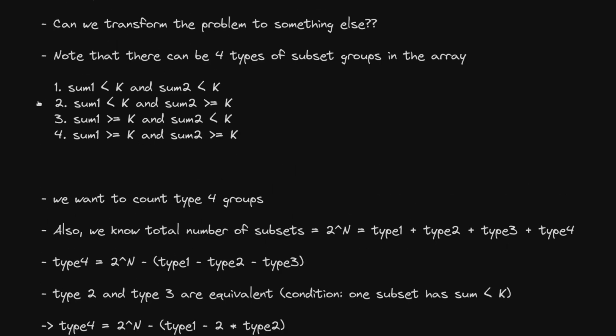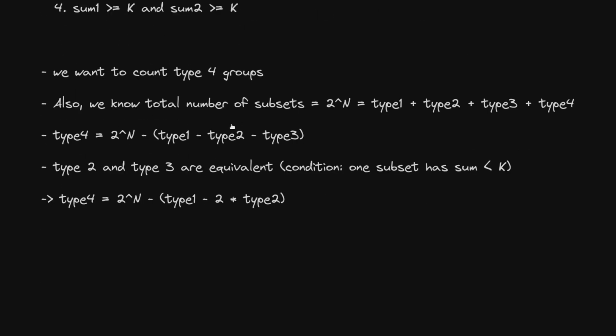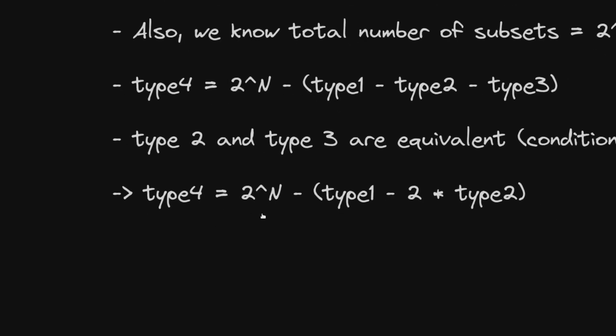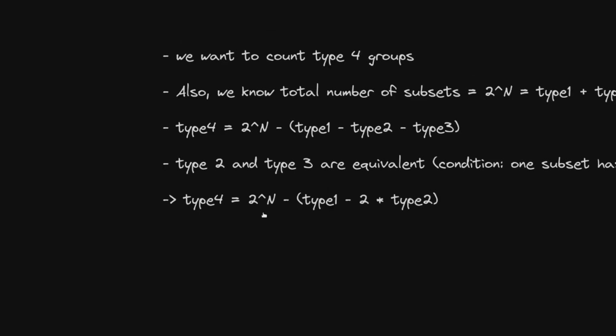And as you can see, 2 and 3 are equivalent because it demands that one of them is less than k and the other one is greater than or equal to k. So 2 and 3 are equivalent, and we can substitute one of them with the other to arrive at a formula: the count of groups of type 4 will be 2 raised to n minus type 1 minus 2 times type 2. So this is the main idea which is going to help us derive the solution.